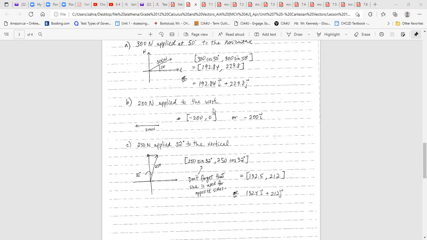200 applied to the west, so just the vector to the west. Of course, you just have the x component. There's no y component. You can just put it as negative 200i.